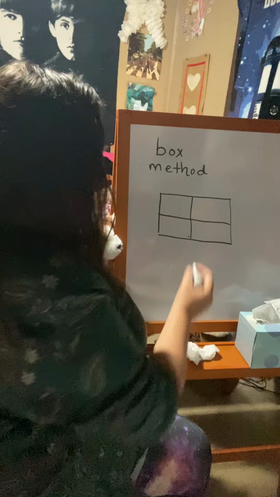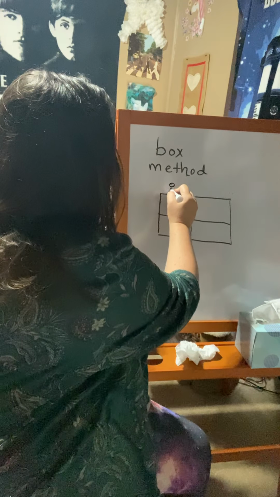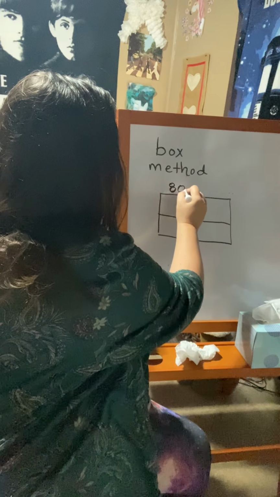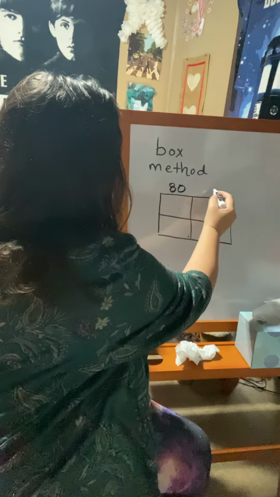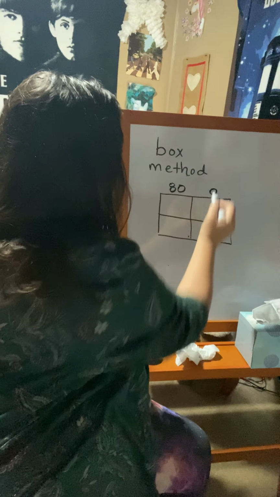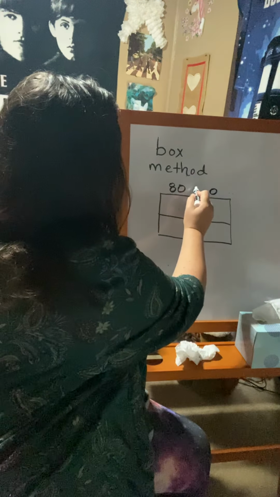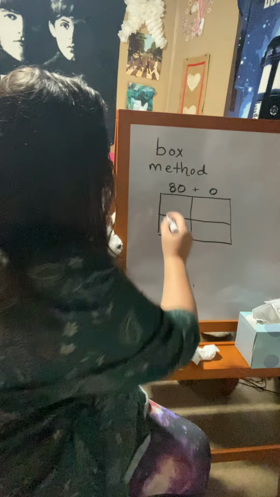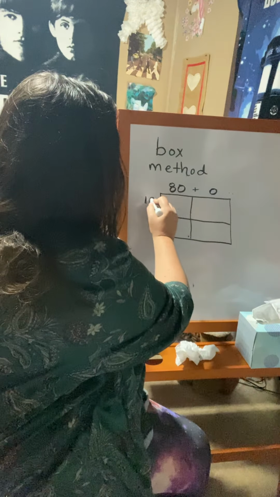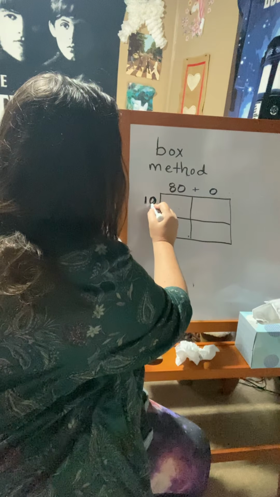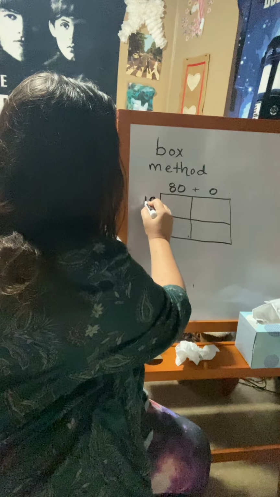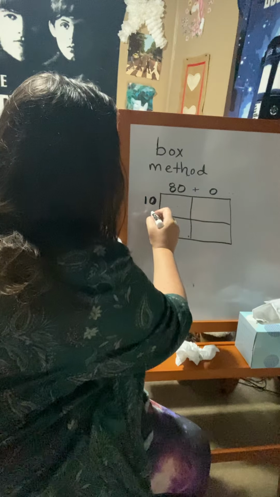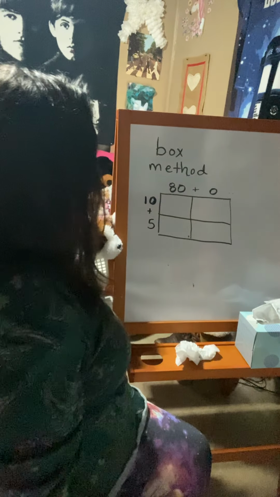80 is 80 in the tens column and 0 in the ones column. 80 plus 0 is 80. 15 is 10 in the tens column and 5 in the ones column. 10 plus 5 is 15.